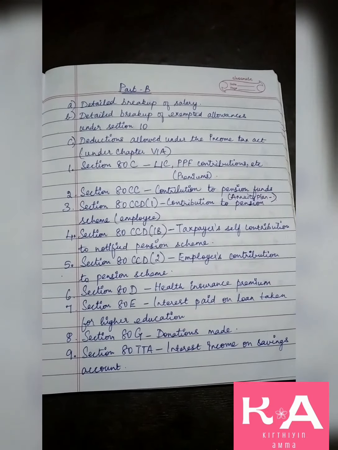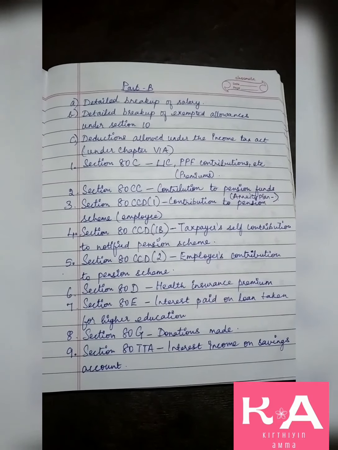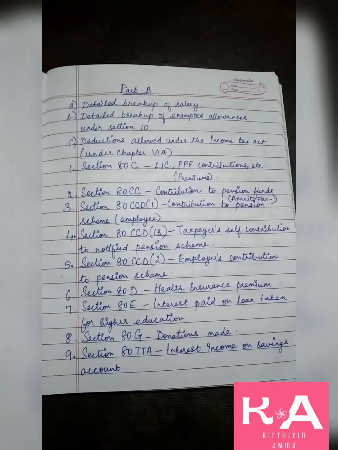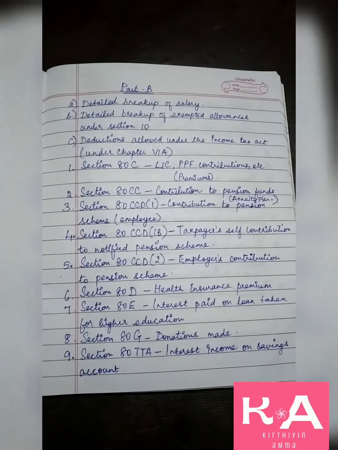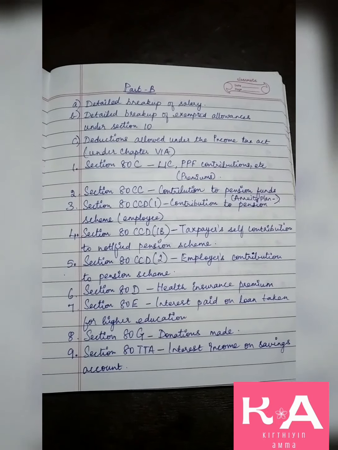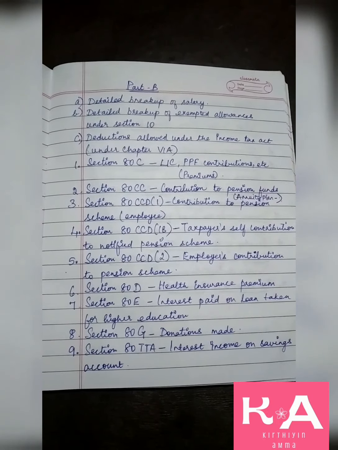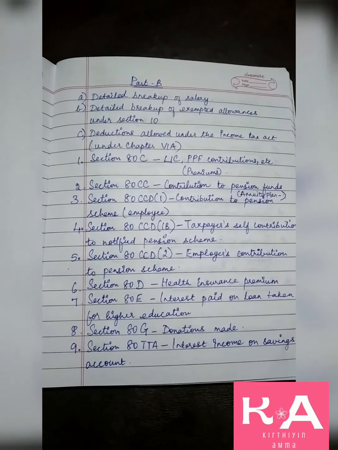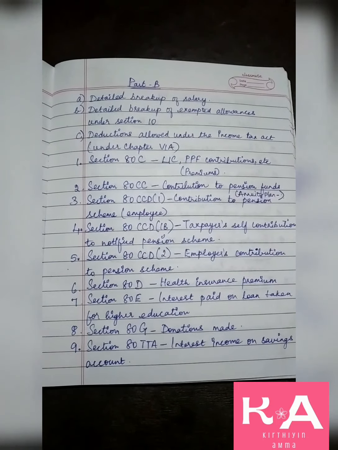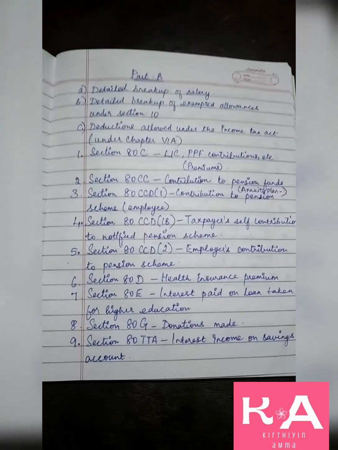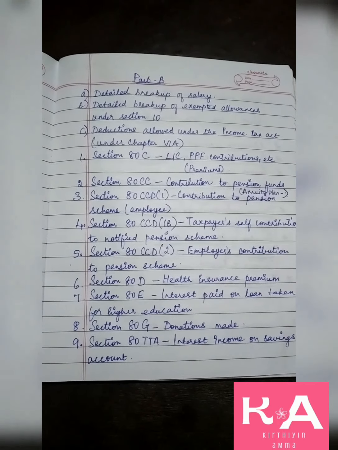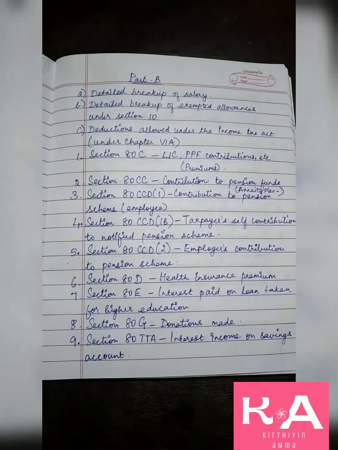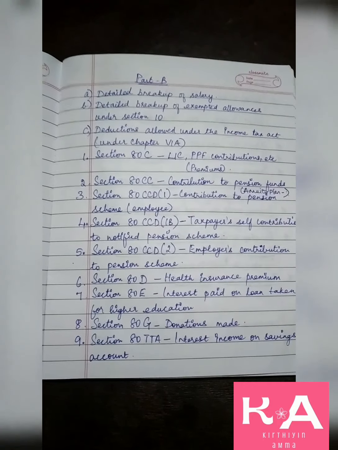Section 80 CCD subsection 2. This is employer's contribution to pension scheme. Section 80D, this is health insurance premium. Section 80E, this is interest paid on loan taken for higher education. Section 80G, this is about the donations made. Section 80TTA, this is interest income on savings account.